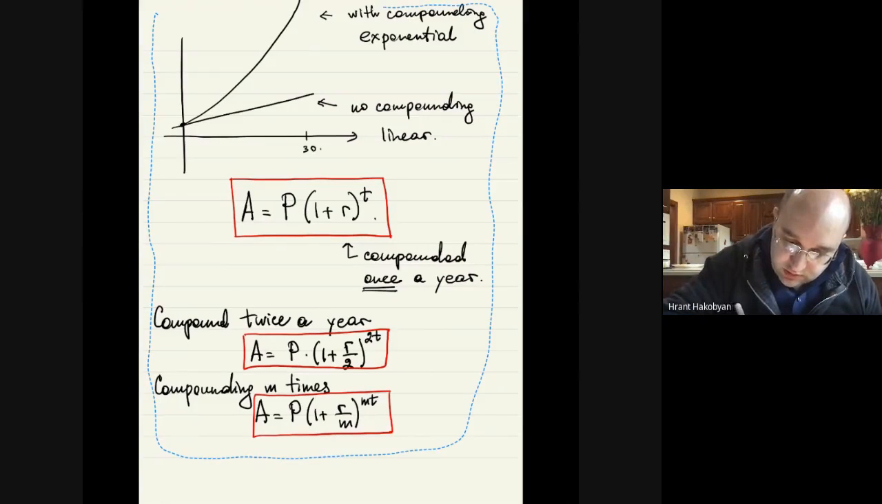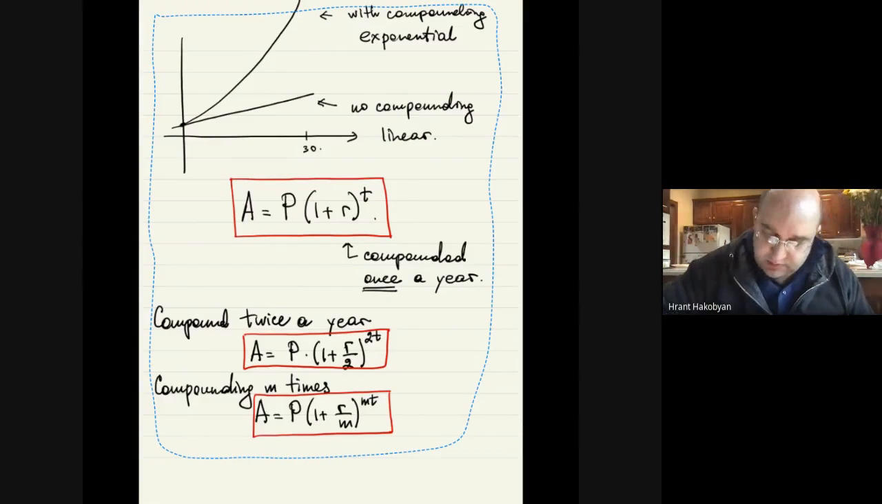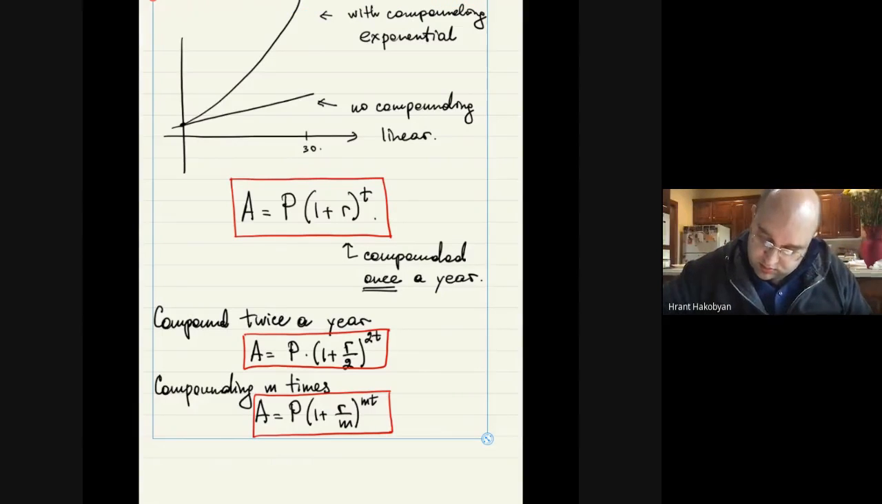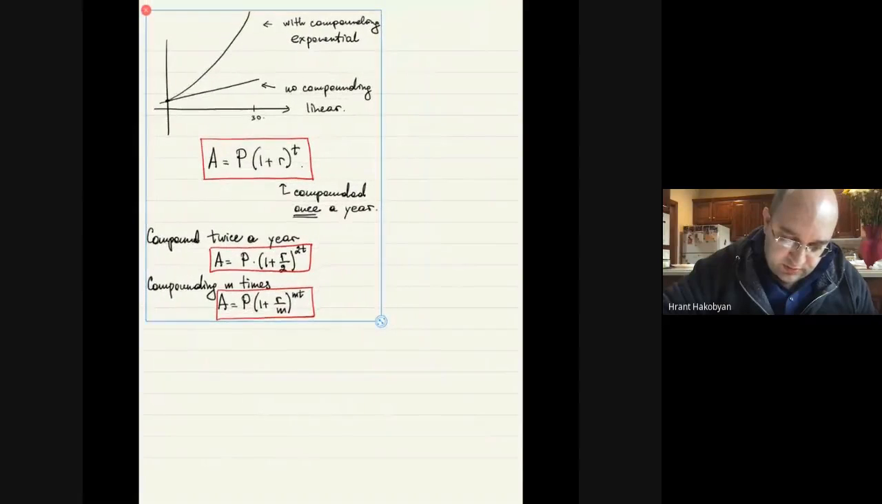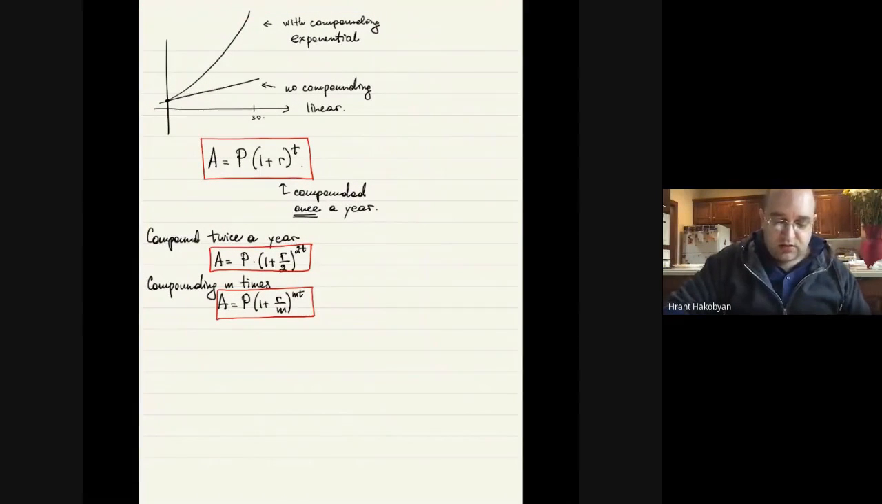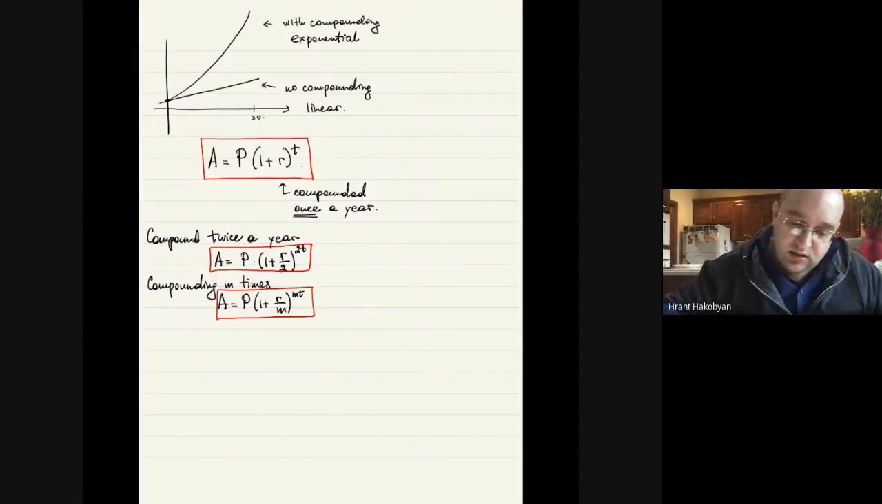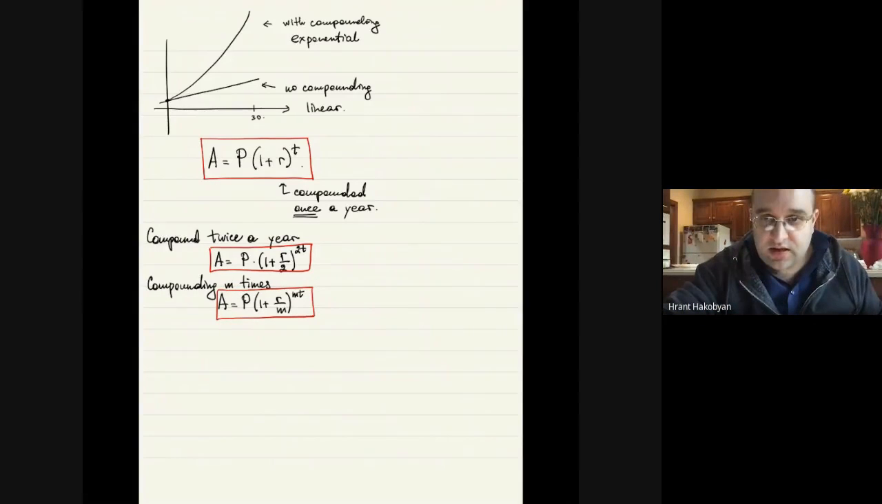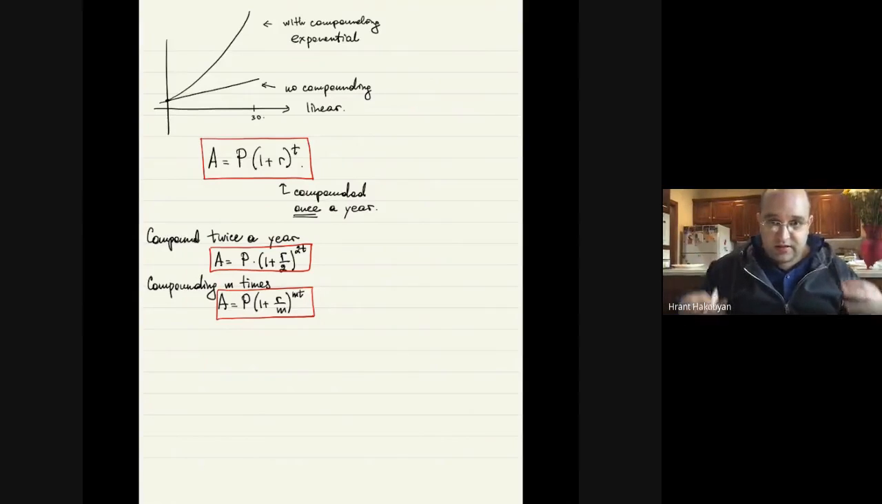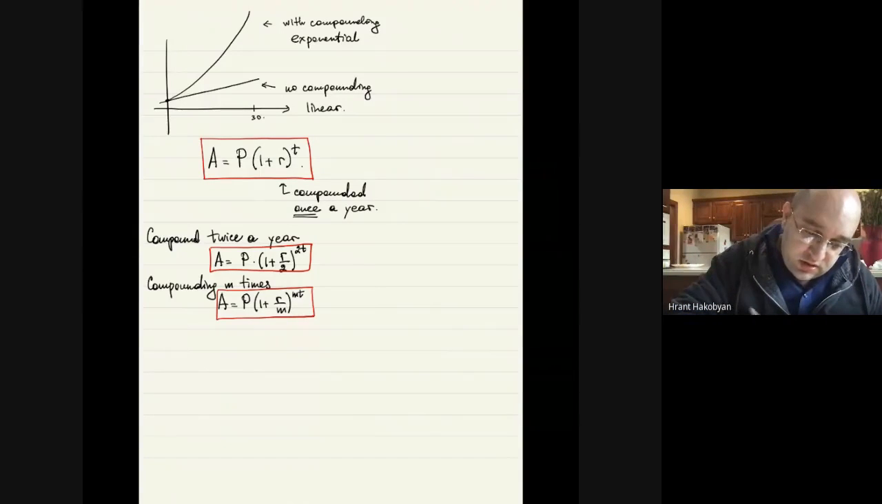So what's the difference? There is a difference, but sometimes it's not very large. Sometimes they take m larger and larger. When you take m larger and larger, you basically take the limit of this expression and take m to infinity. That's called continuous compounding. That means the amount is compounded basically every second. So for continuous compounding, you have a slightly different formula, which is very similar, but it's obtained from this one.